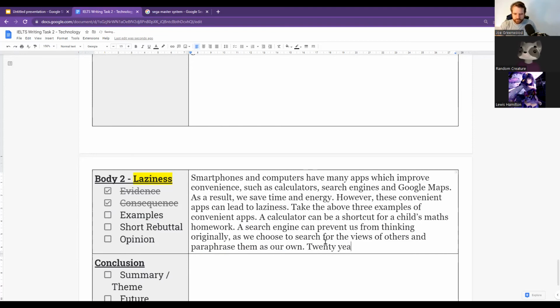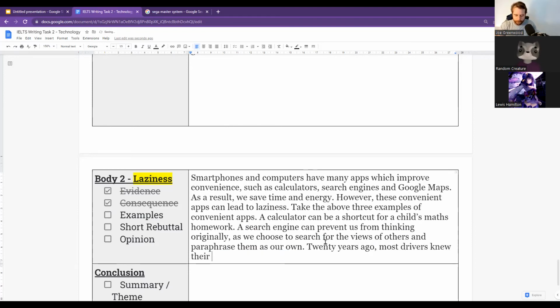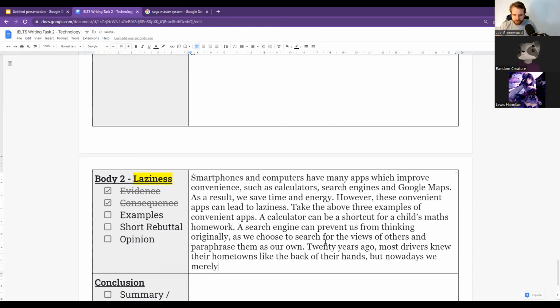20 years ago, most drivers knew their hometowns like the back of their hands. Have you heard this phrase before? Yes. But nowadays, I don't know the back of my hand that well. Yeah, I know it's a rubbish analogy, but people use it. But nowadays, we merely follow an arrow with no active thought regarding the route.